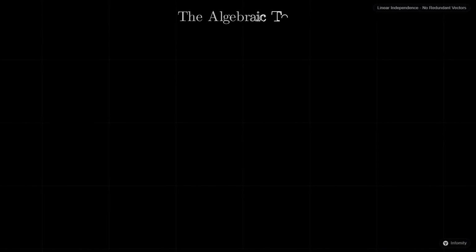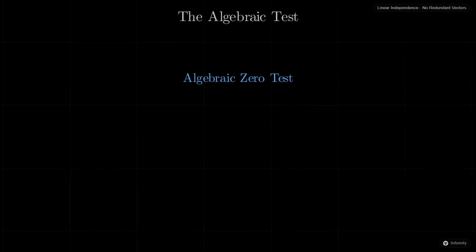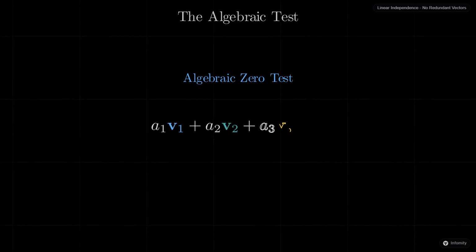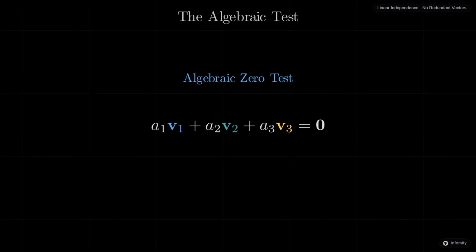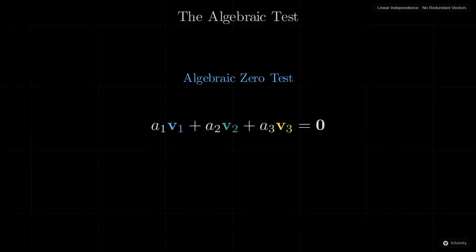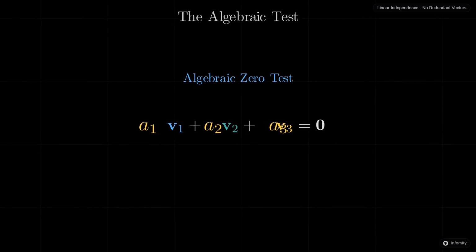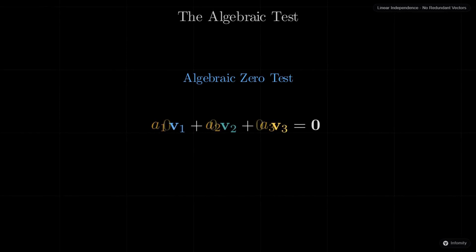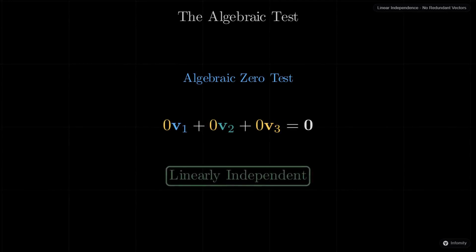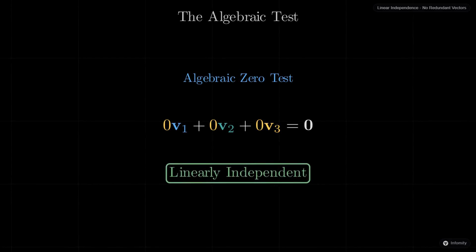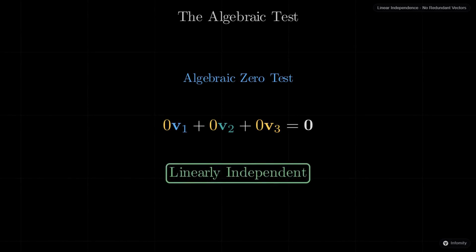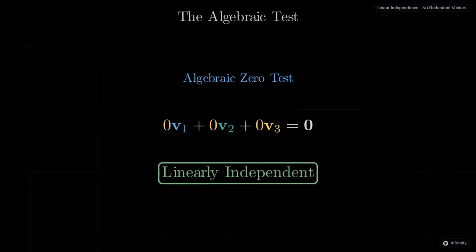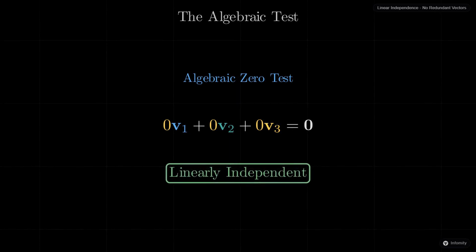How do we test for this independence without drawing three-dimensional graphs every time? To do this, we use the algebraic zero test. We write an equation where we scale our vectors and add them together to equal the zero vector. If this equation holds, something very specific must happen to our scalars. If the only possible way to make them sum to zero is to set every single scalar to zero, then our vectors are truly independent. Let us look at why this zero-sum condition is so powerful.